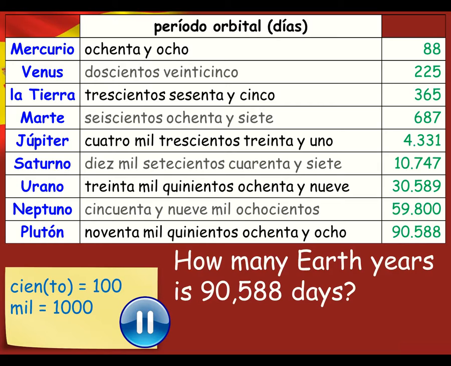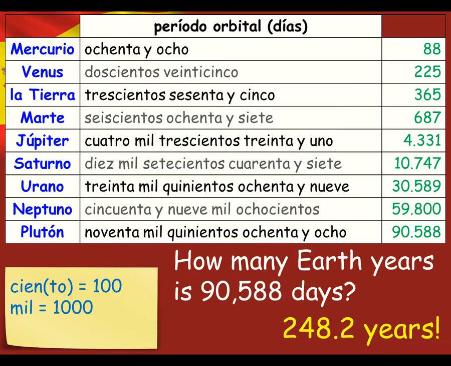So how many years is 90,588 days? Can you work that out? How many Earth years is 90,588 days? You can pause the video if you want a bit of working out time. Do you know what it is? It's 248.2 years. So if you were born on Pluto, you would never have a birthday because nobody lives that long. It takes 248.2 years for Pluto to travel just once around the sun.